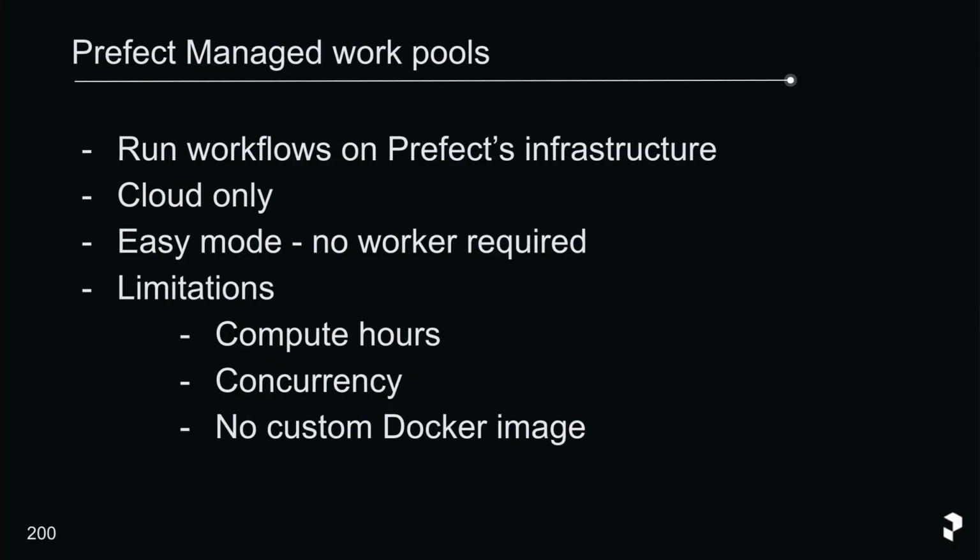So you can consider this an easy mode to deployment. You don't need to host a worker or a polling process in your infrastructure to get jobs to run on a schedule. And there are a few limitations that you need to be aware of regarding managed work pools, including compute hours, concurrency limits, and the fact that you can't use custom Docker images. You have to use the Prefect 3 base image and then add your dependencies on top of that.